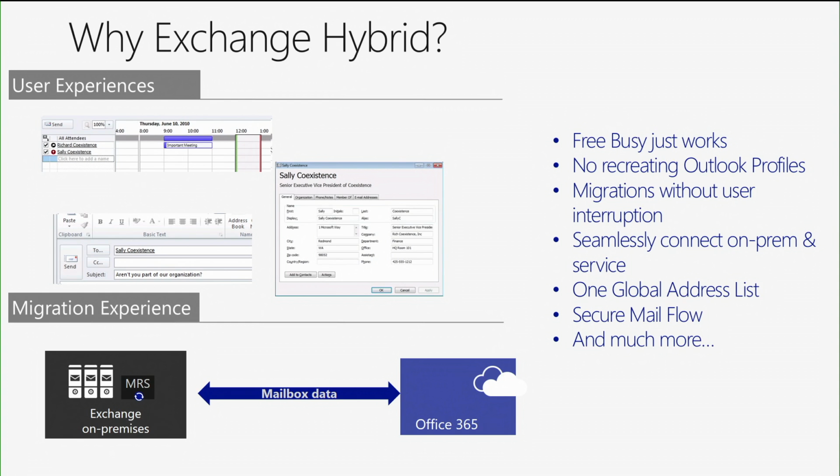You get the global address list that shows all of the users on both sides of the organization, both in the cloud and on premises, and you get secure mail flow between the two organizations. There are also other features that we add on an ongoing basis to Office 365, many of which light up and take advantage of this hybrid connectivity between on-premises and the cloud.